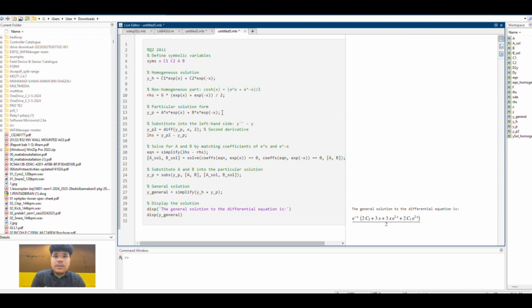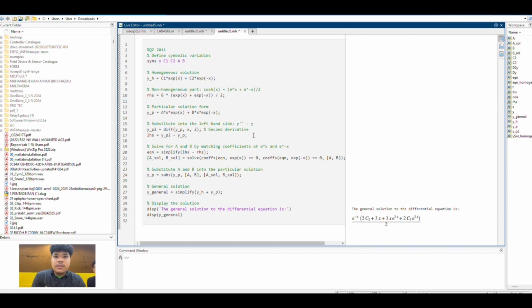Next, define the right hand side of the differential equation and multiply by 6 to match the non-homogeneous term. Next step is to make a guess for the extra part of the solution. This example yp equals A multiply x multiply exponent x plus B multiply x multiply exponent negative x.